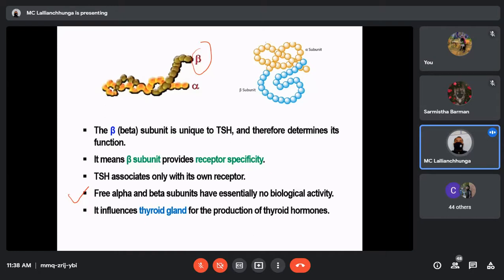So as you know, TSH influences the thyroid gland for the production of thyroid hormones. There are two thyroid hormones, T3 and T4, that we will discuss afterwards.